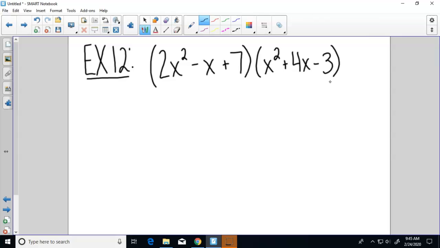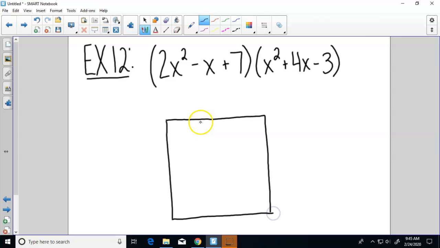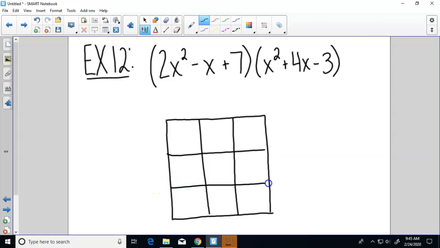Okay, so if I'm multiplying 3 terms by 3 terms, I'm going to make myself a box. I'm using the box method that has 3 rows and 3 columns, so a 3 by 3 box here. Okay, and I'm going to take one of the polynomials and put it across the top, and one of them goes across the side. It does not matter which one goes where.